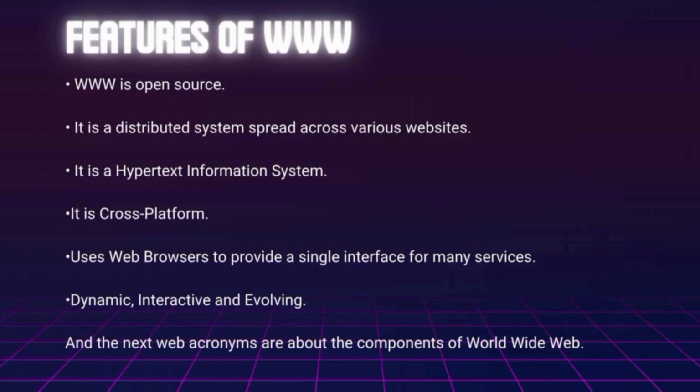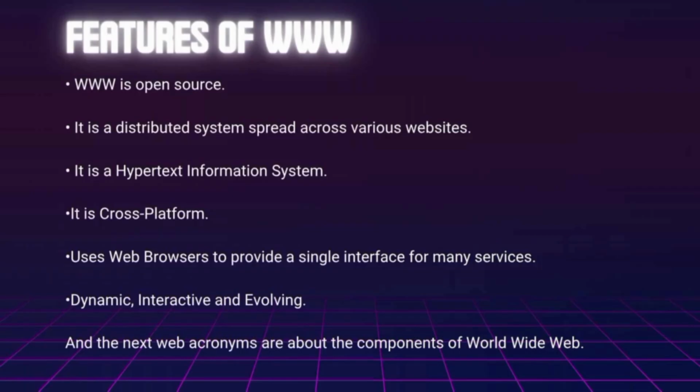And the last feature: the World Wide Web, or the web, is dynamic, interactive, and evolving. The web is not static. It continuously changes and improves with new content, technologies, and interactive elements. Modern websites allow users to interact through forums, comment sections, chatbots, and even artificial intelligence, known as AI. Technologies like JavaScript, Ajax, and WebAssembly enable real-time updates, enhancing user experience.